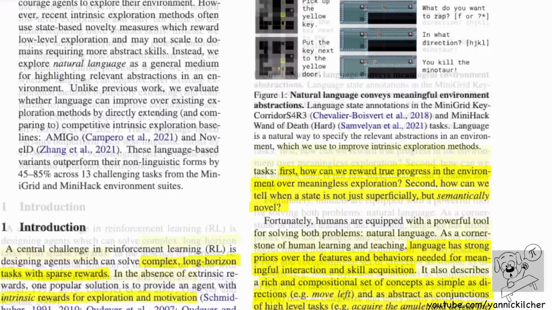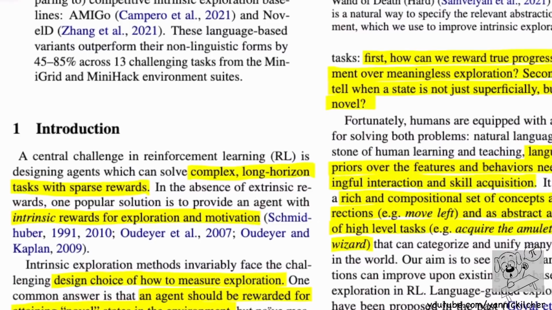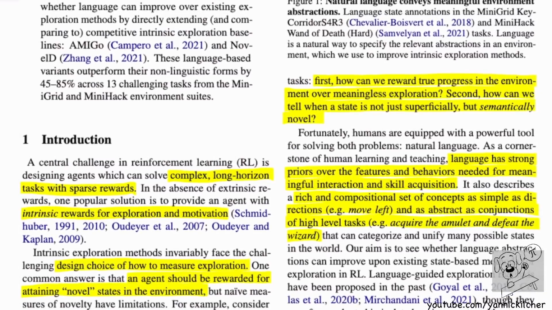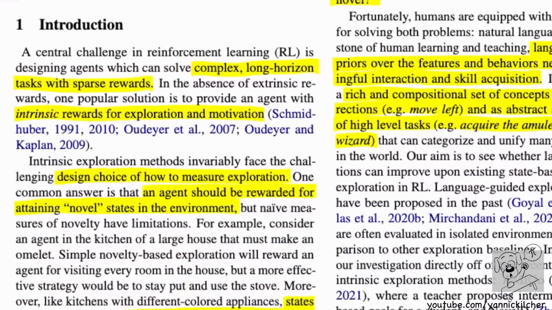It's clear that we need something like this in sparse rewards environments, but how exactly to do it is still challenging. This paper adds language to the mix and argues that language descriptions could be one such source of indicators of novel states. So we're gonna go through the paper. Let me know what you think in the comments, definitely. And yeah, let's dive in.